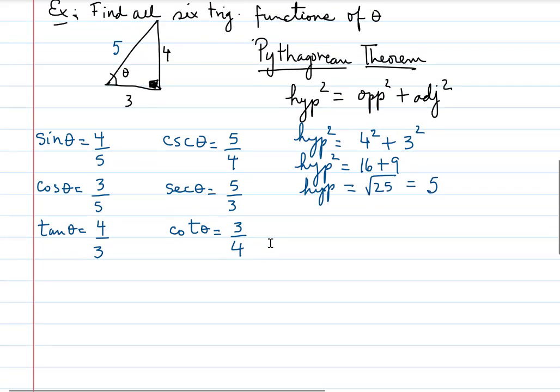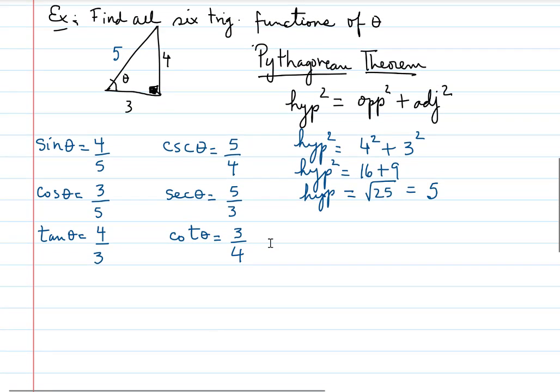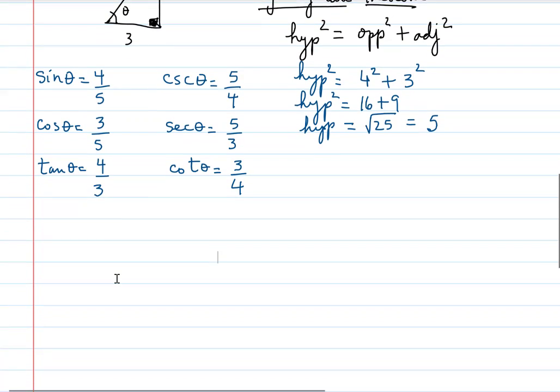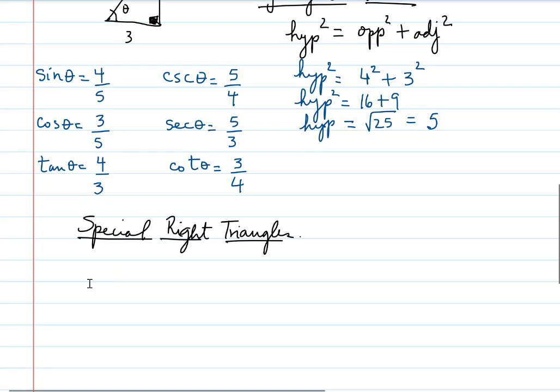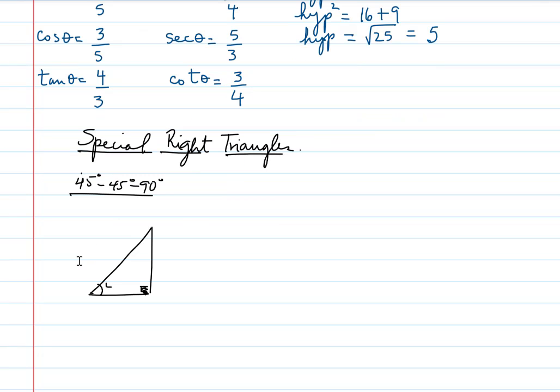So I want to discuss a couple other examples of 2 special right triangles that we're going to be seeing a lot moving forward. The first one is the 45-45-90 right triangle. So we're going to write them in here, and if one of the acute angles is 45, then the other one has to be 45.